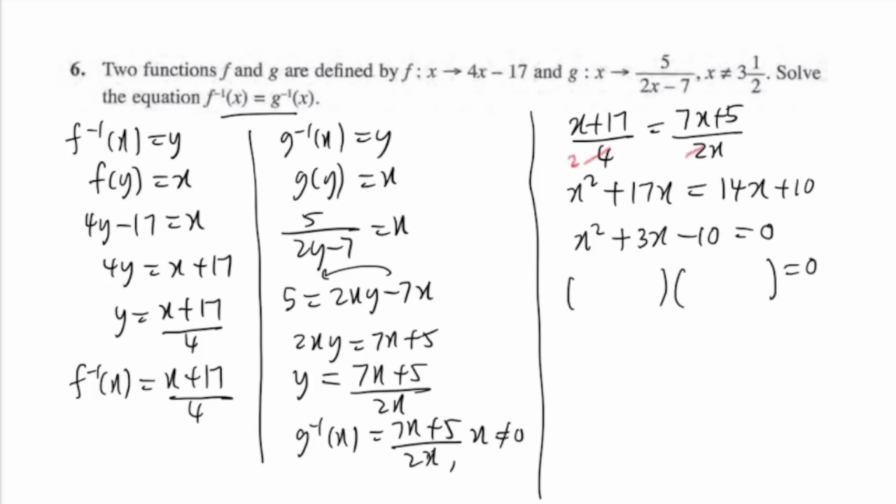So what is the factor of 10? 5 and 2. So I'm going to put 5 and 2. The bigger number positive, smaller number is negative, so minus 2 plus 5 gives us positive 3. The brackets times together, let it be 0. So the solution is x plus 5 equals 0, x is negative 5. x minus 2 equals 0, x is positive 2.